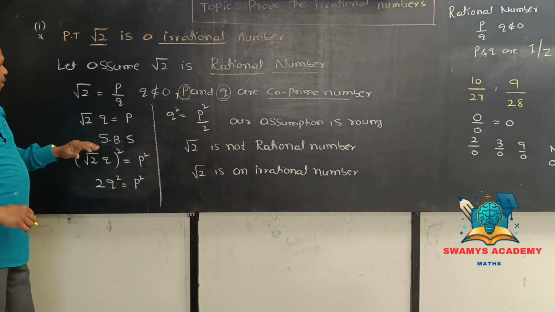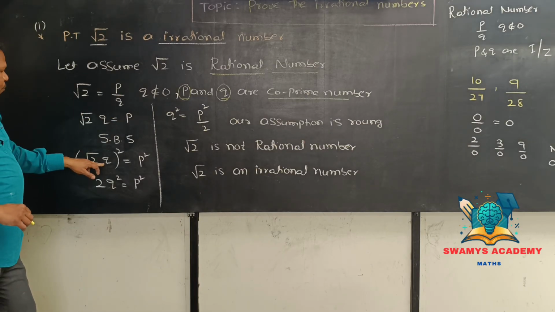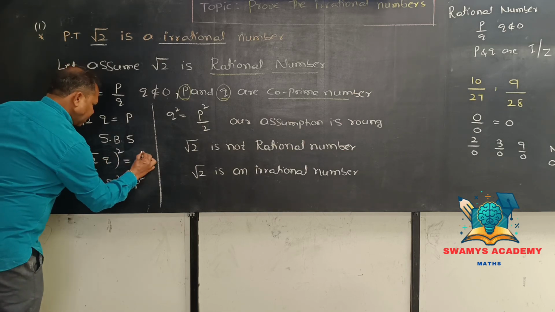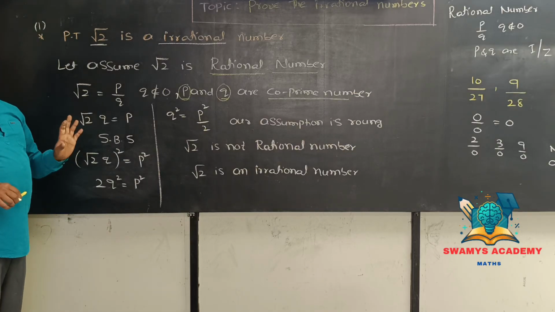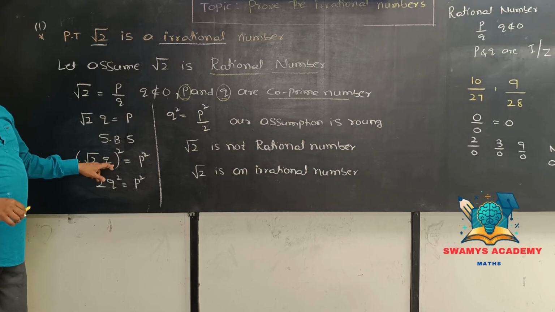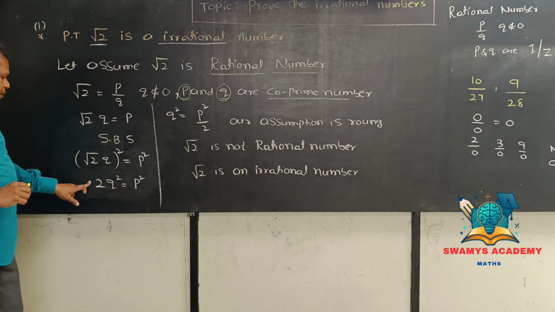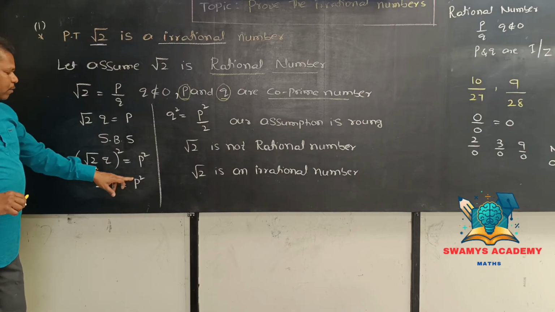Now we go for squaring on both sides. Squaring both sides, square root of 2 q whole square equals p square. Already we learned in exponents that (ab) to the power of m equals a to the power of m and b to the power of m. So square root of 2 whole square into q square, the square root of 2 whole square is cancelled, and we get the answer 2q square equals p square.